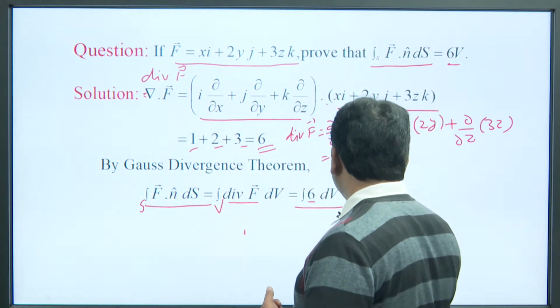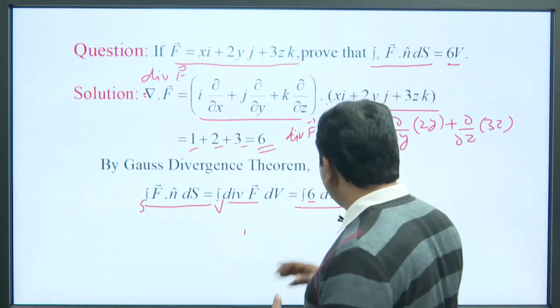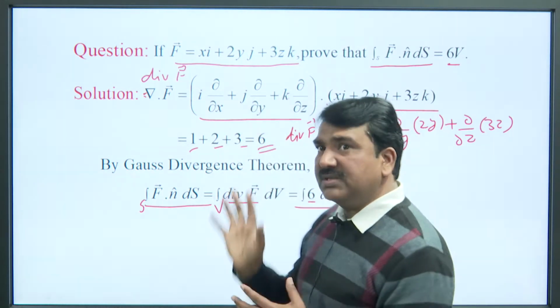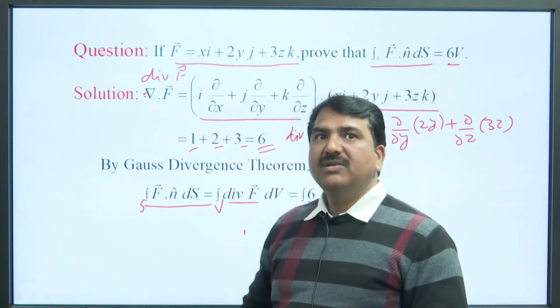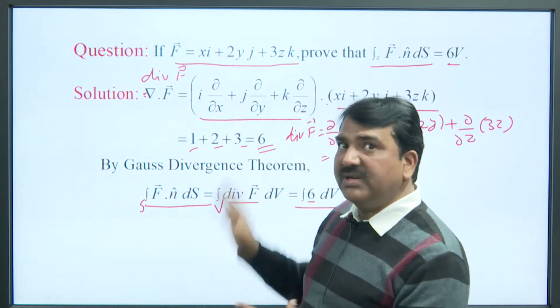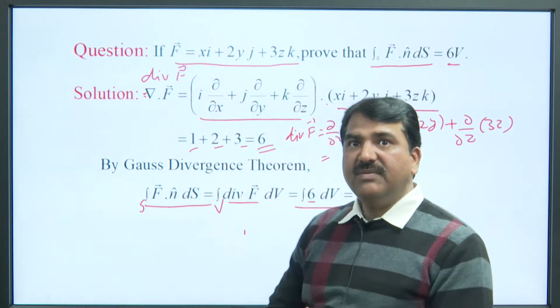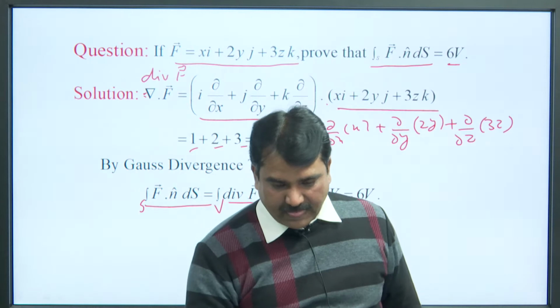So, its value becomes 6 v, that is 6 into the volume of the enclosed surface S. In this way we can use the divergence theorem to evaluate the surface integral in terms of volume.